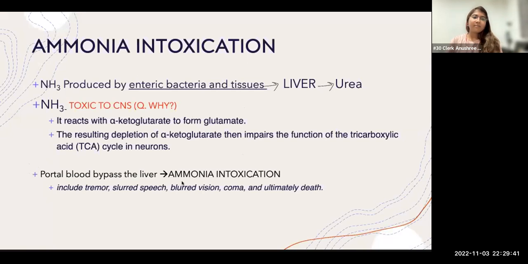And the portal blood bypasses the liver. So also it causes ammonia intoxication. Examples, it happens in cirrhosis, or when extra blood vessels form collaterals, then also it will bypass the liver, and we do not want it to bypass the liver, because then it will go directly into the bloodstream and it can cause tremors or slurred speech or blurred vision. Okay, so we don't want any of that.